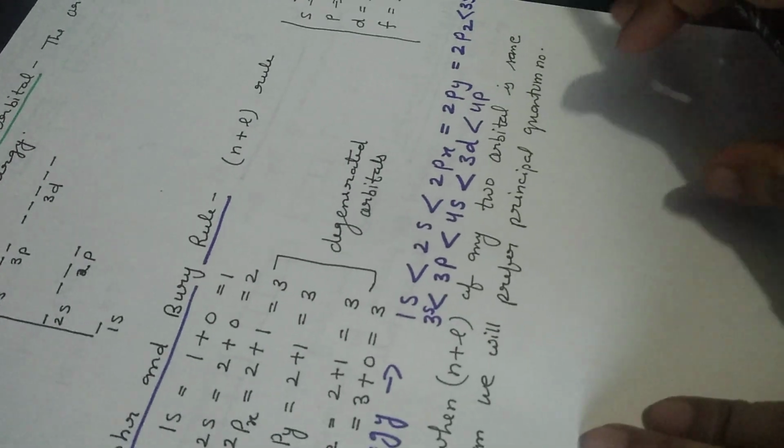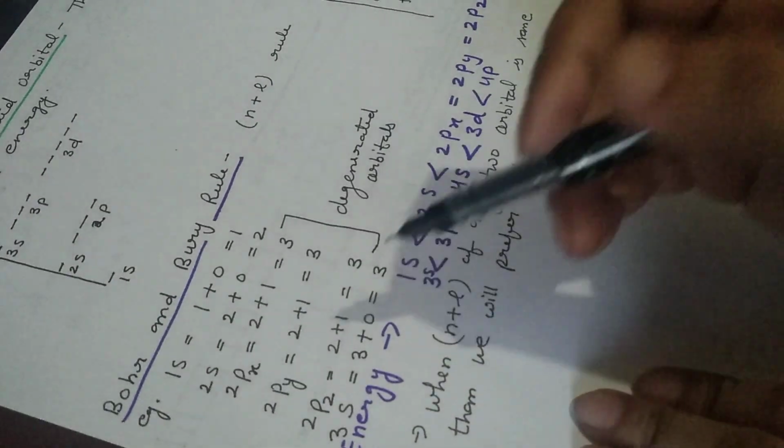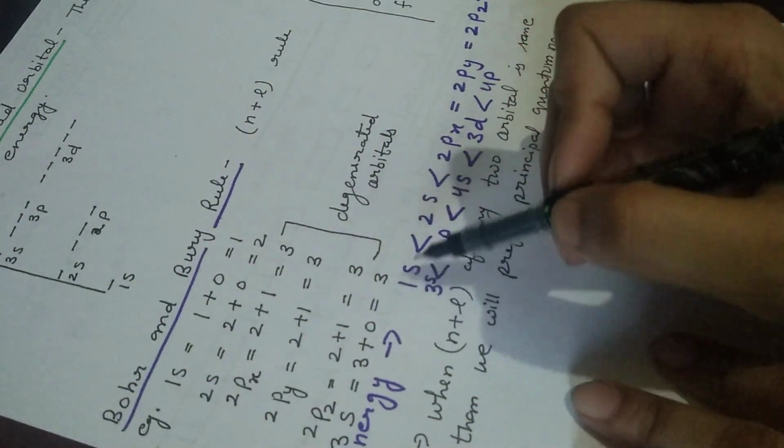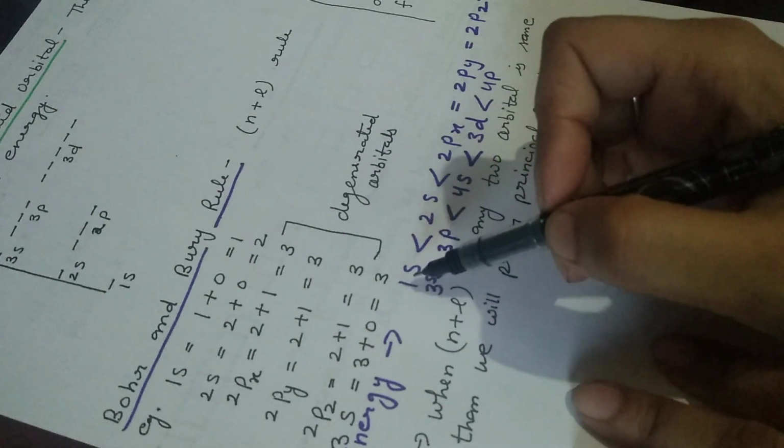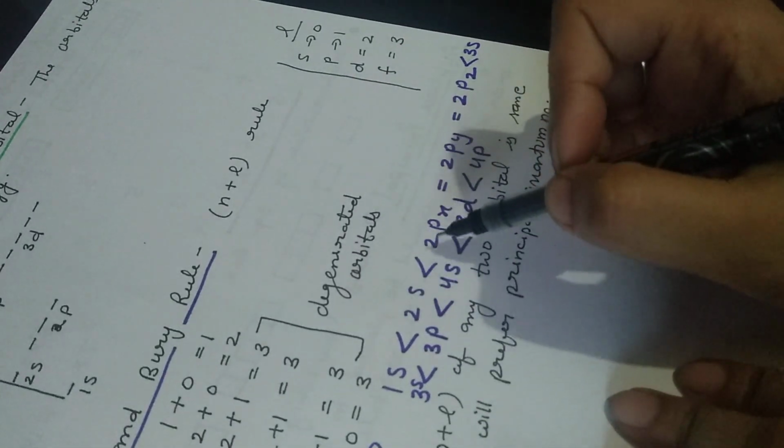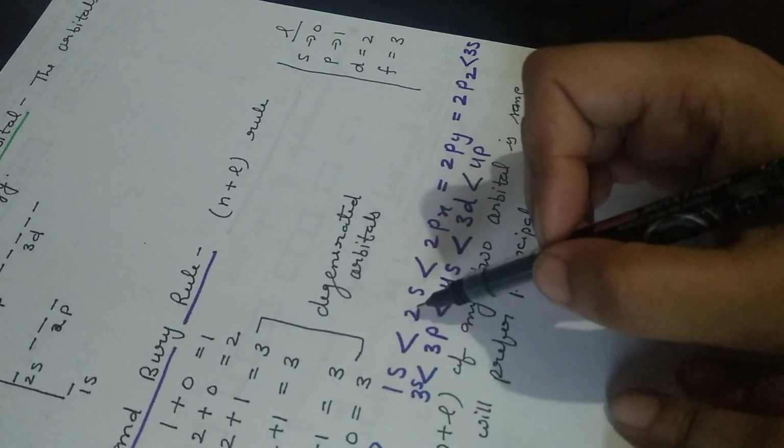Now we will talk about the energy of the orbitals. The energy of the 2s orbital is more than 1s, and the 2p orbital is more than 2s.